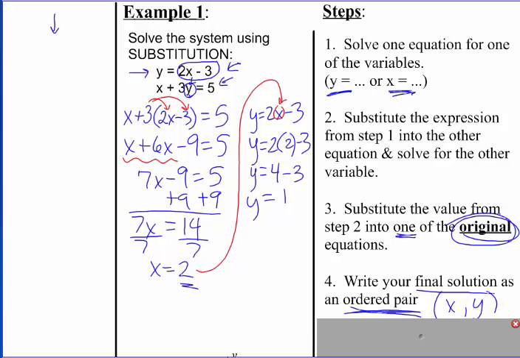The answer to a system of equations, remember, is the point where the two lines intersect. It's that ordered pair. So you have to write this as an ordered pair, (2, 1). That is the point where those two lines would intersect.